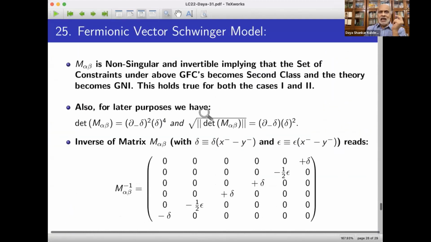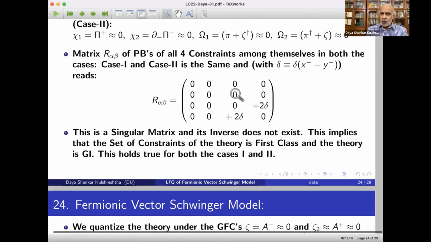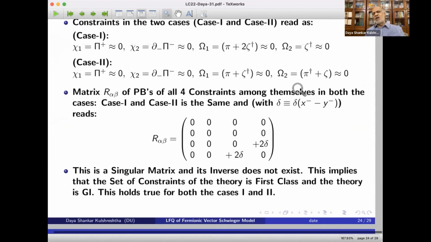You see, the gauge fixing conditions for any theory are arbitrary in some sense, in that this matrix of Poisson brackets has to be eventually made from singular to non-singular. But the choice must again be consistent with what Mr. Paul Dirac said in 1949, 1950 in his famous paper in the Canadian Journal of Mathematics, one of the best papers on theoretical physics.